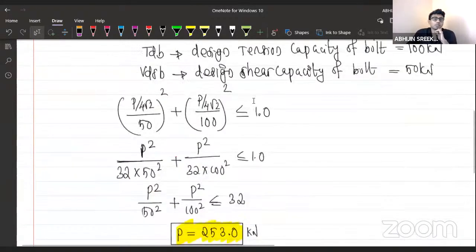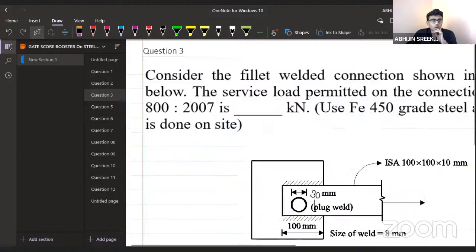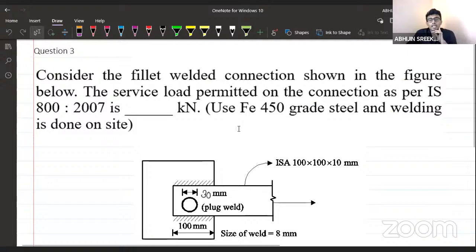Very, very important, super important question. Right. So let's go with the next question, everyone. Again, follow the same procedure here. Understand what is given in the question. Read the question properly first. It's a welded connection. Like the previous questions, here we are given a welded connection, and we are asked to calculate the service load per meter. So understanding the question is important.